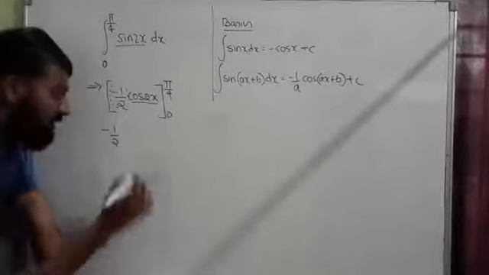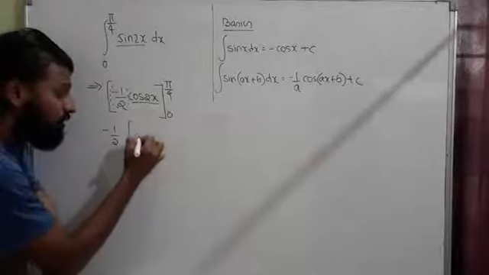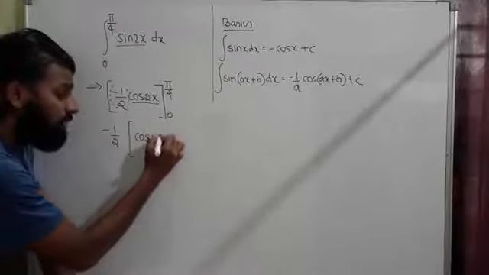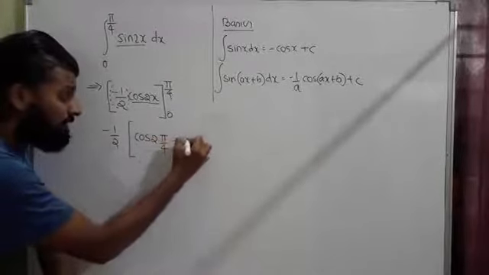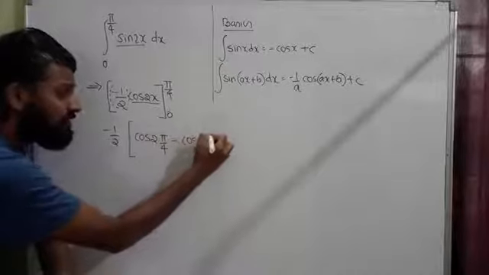Okay, that one thing you should be knowing. So this will be cos of 2 times pi/4 minus cos of 2 times 0.